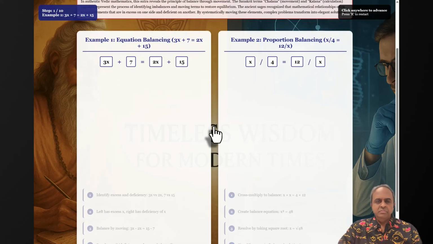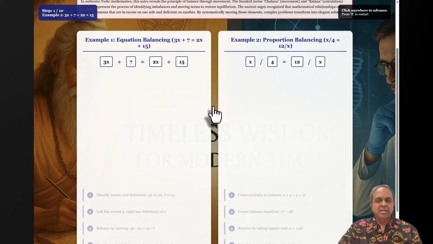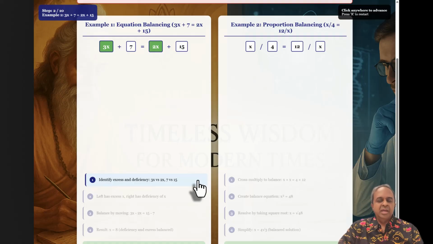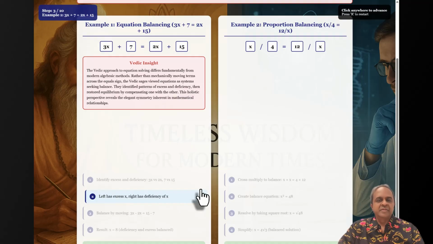Okay. So take the first example, which is like an equation balancing. You have 3x plus 7 on the left side and 2x plus 15 on the right side, and you are supposed to calculate x. Step one is you identify the excess, right? You have 3x and 2x, and the deficiency. Looking at 3x and 2x, the excess is on the left side. Then you look at 7 and 15, where the right side is in excess, or the left side is deficient.